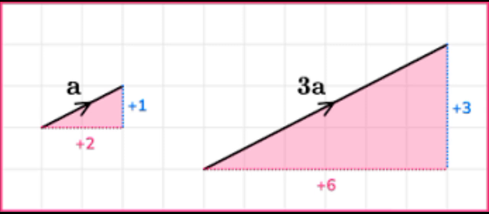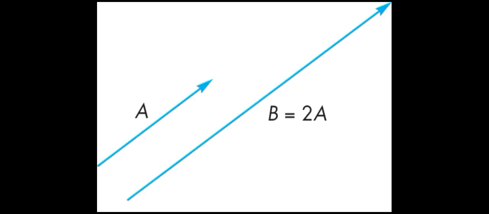Definition. For two vectors **A** and **B** in three-dimensional space, the cross product **A** × **B** is defined as **A** × **B** equals the determinant of the matrix with rows **i**, **j**, **k**; A_x, A_y, A_z; B_x, B_y, B_z.